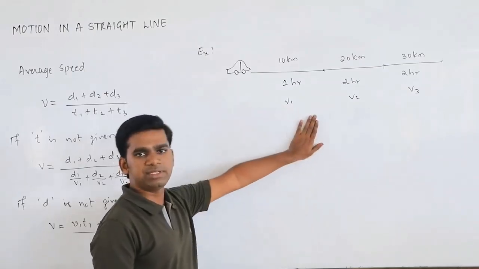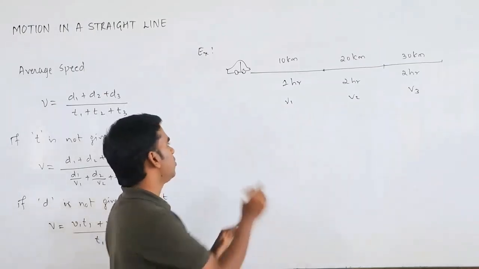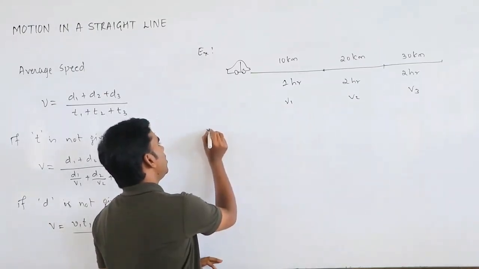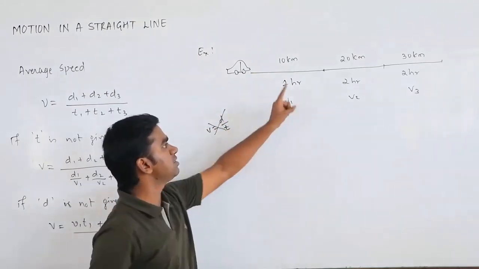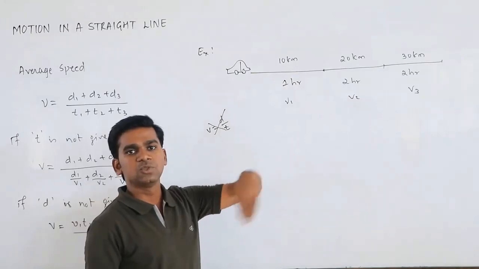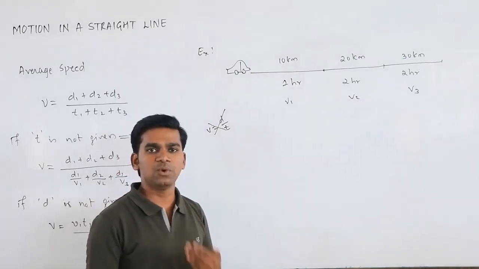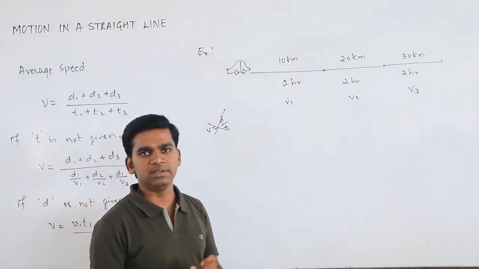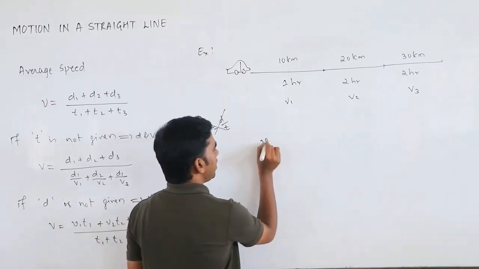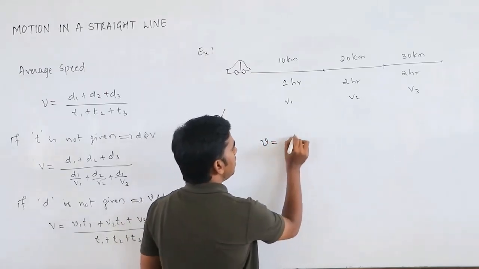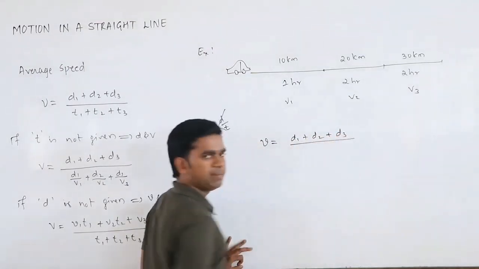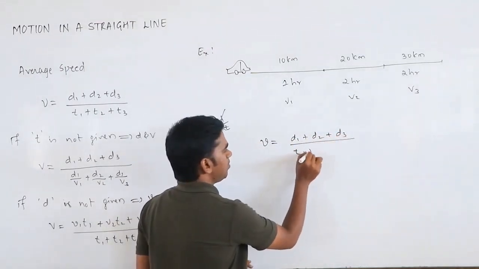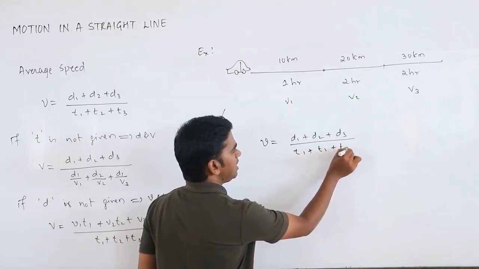Now in this situation, you can't simply say speed equals distance by time. Not possible, because distances are different and times are different. So you have to go with average speed. Average speed you have to calculate. Average speed is equal to d1 plus d2 plus d3, whole divided by t1 plus t2 plus t3.